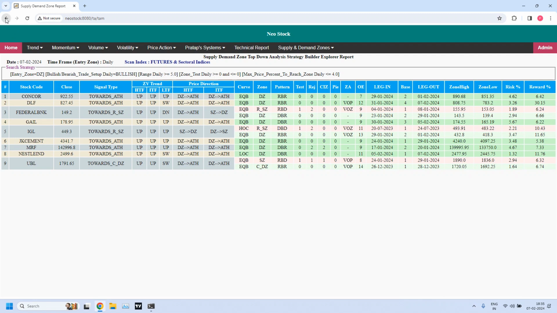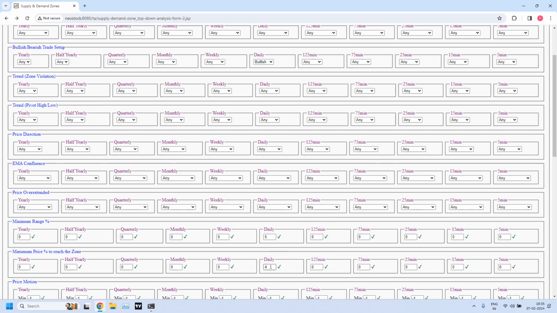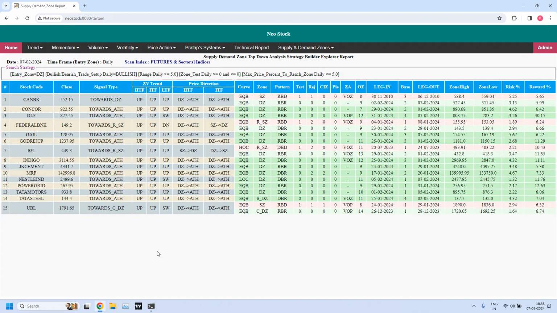And the last report in this bullish trade setup, let us change 4% to 5%. That means within 5% level, near to the demand zone, how many stocks are there? This is the final list. So 15 stocks are there. Let us not go beyond this. Now you can identify your favorite stocks from this list, or you can also analyze all these stocks and keep them in our watch list. If anything is giving an entry, immediately you grab that opportunity.